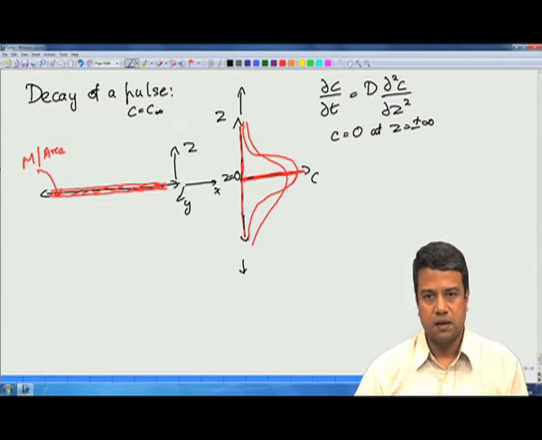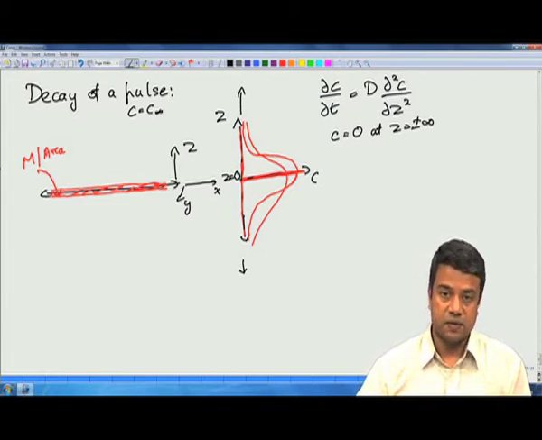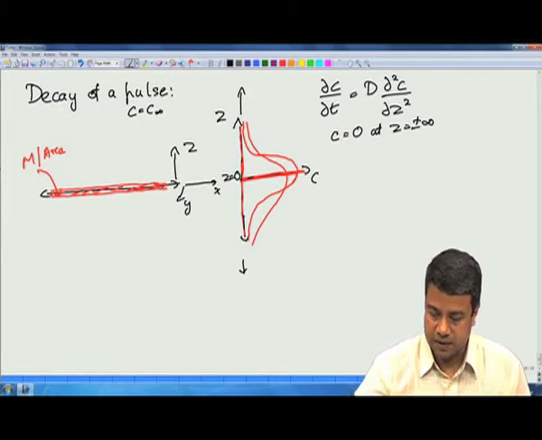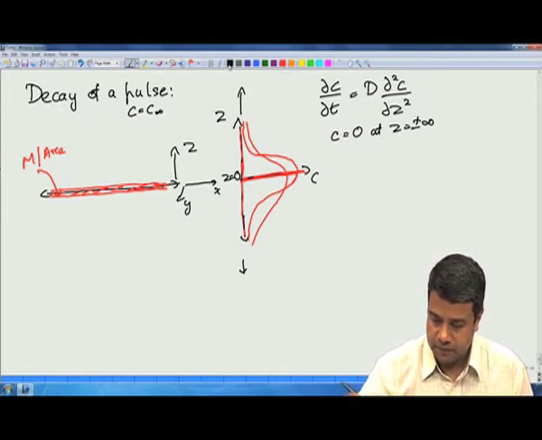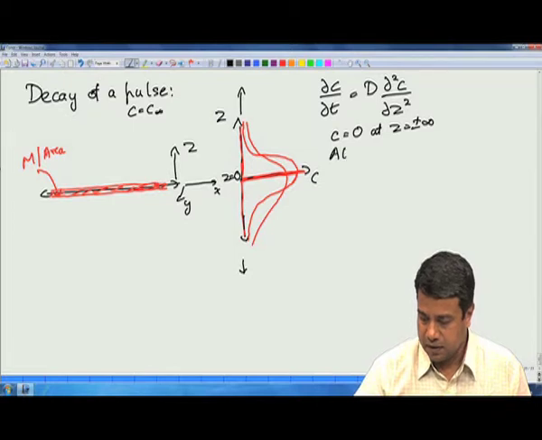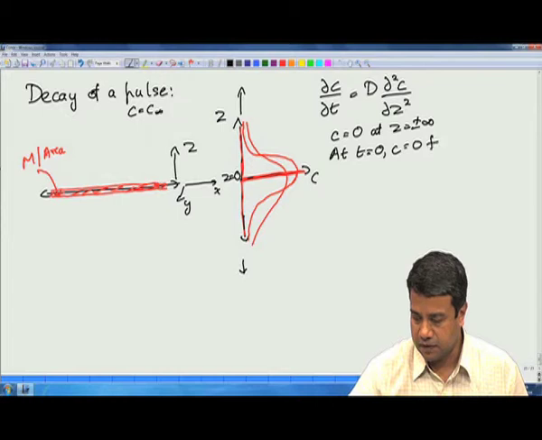We do not have a boundary condition at a fixed boundary. However, we know that at t equal to 0, C is equal to 0 for z not equal to 0.